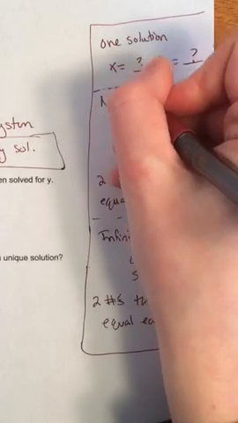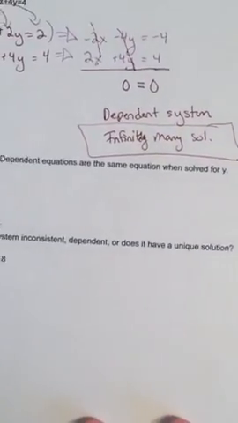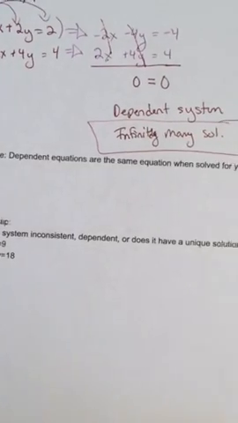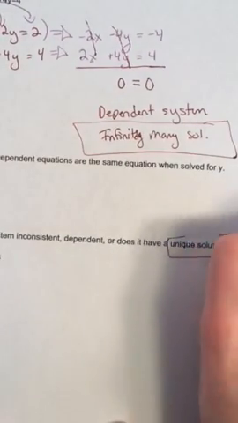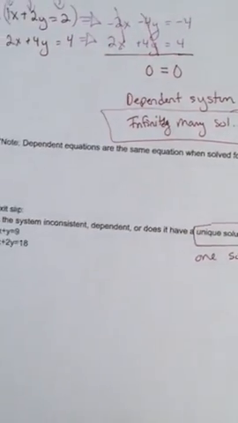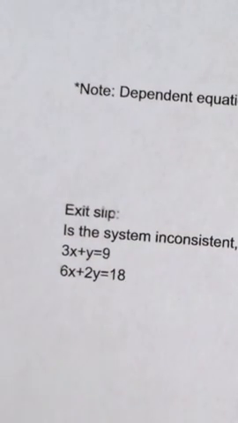Okay, so there's kind of 3 separate things here. Write this down and then work on your homework, okay? But before you move on your homework, you need to do the exit slip. And all it's saying is, is the system inconsistent, dependent, or does it have a unique solution? Unique solution just means one solution, okay? So you're going to solve this system just like we did. If you get x equals something and y equals something, it's a unique solution. If you get two numbers that don't equal, it's no solution. If you get two numbers that always equal, it's infinite solutions.